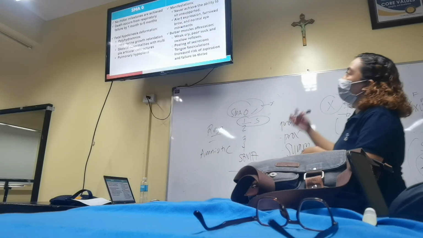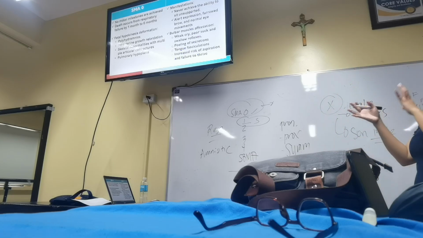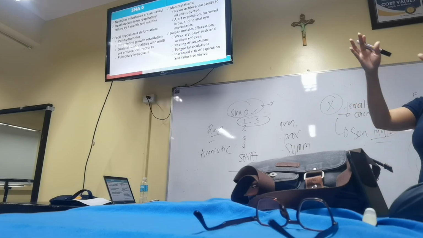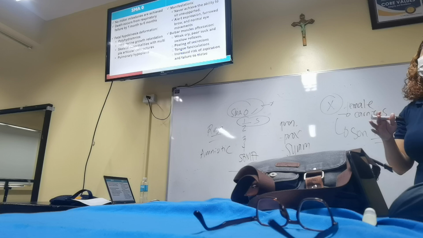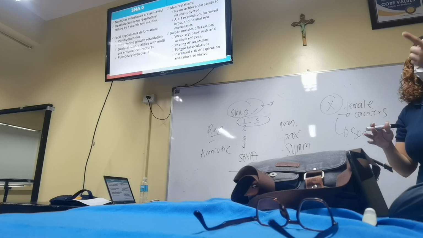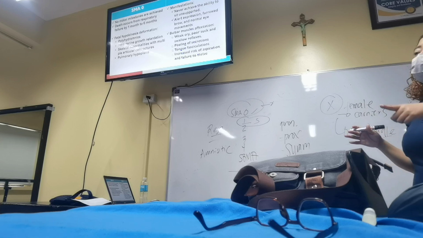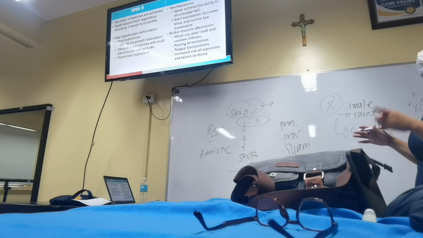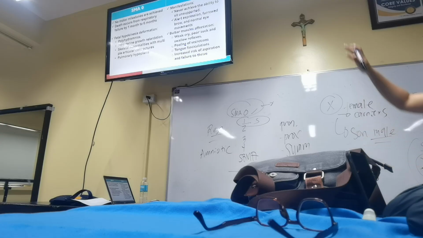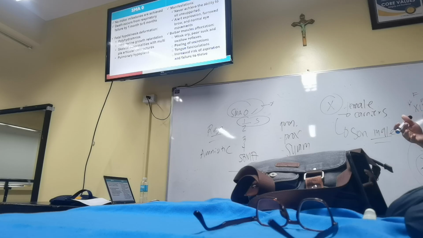Okay, SMA 1. Let's talk about milestones. They will never achieve the ability to sit unsupported, or they will not be able to sit independently. Do you understand? Another one. Are they able to make facial expressions? Yes, meaning they have no facial paralysis.